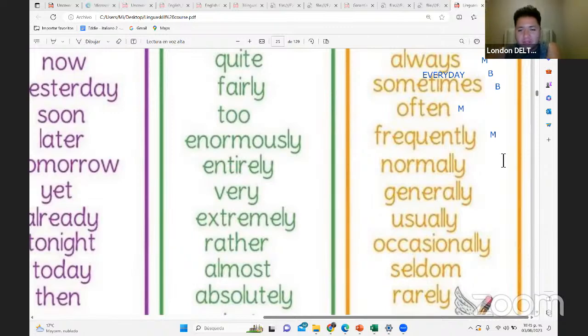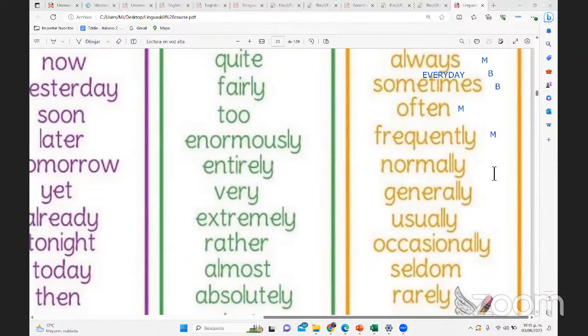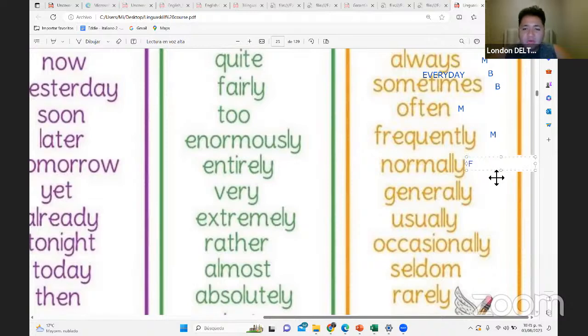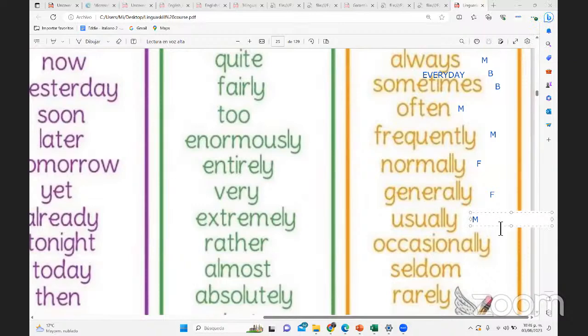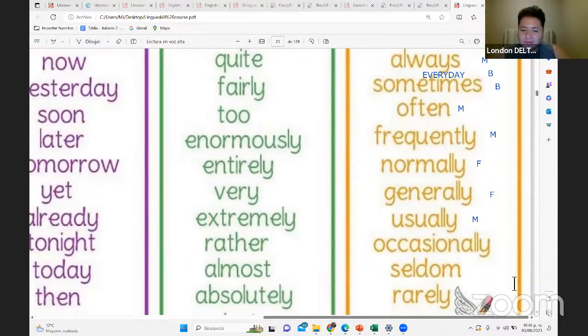Okay. Normally. Middle. You could say that is flexible. Puedes decir, normally we go to the cinema, or I normally go to the cinema. Okay, generally, it's flexible. Puede ir al inicio, puede ir en medio. Usually, en medio. Yes, occasionally. Middle. In the middle. Seldom.